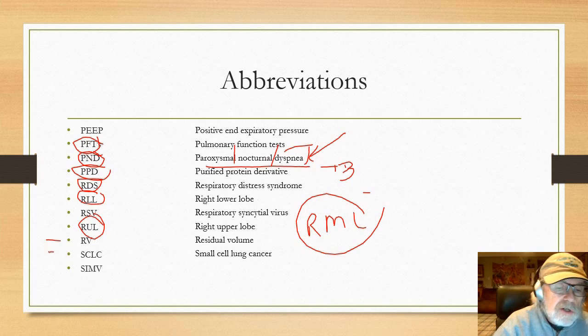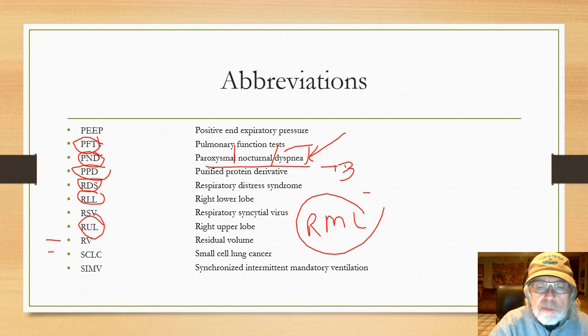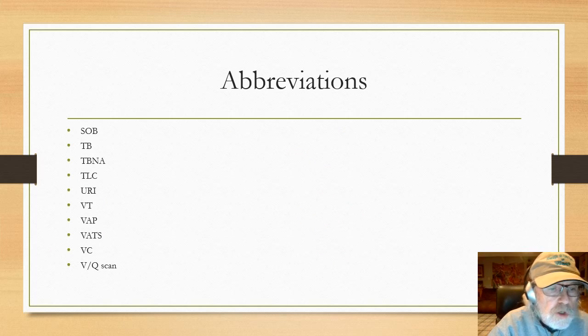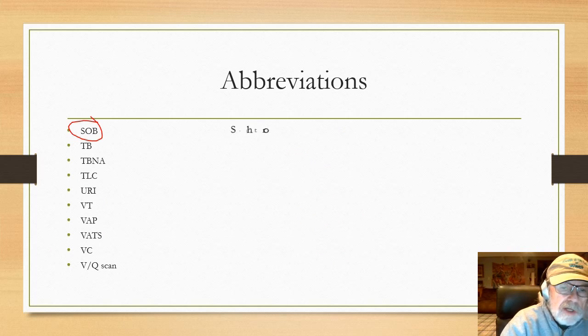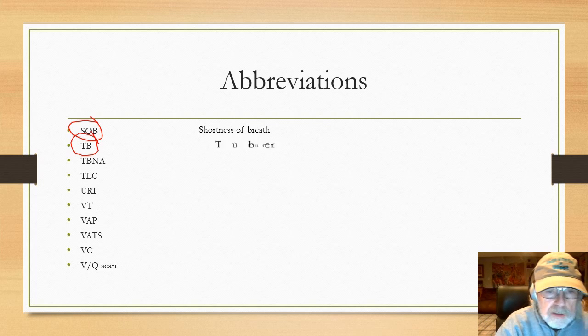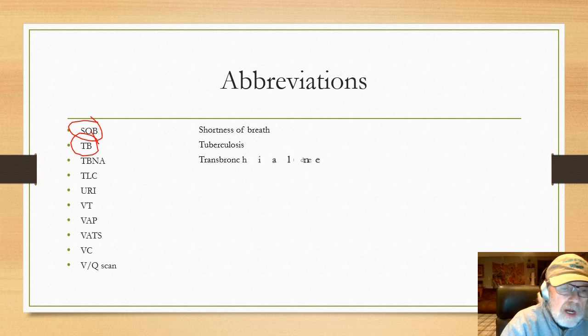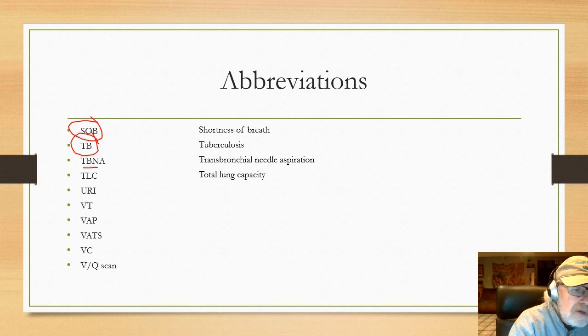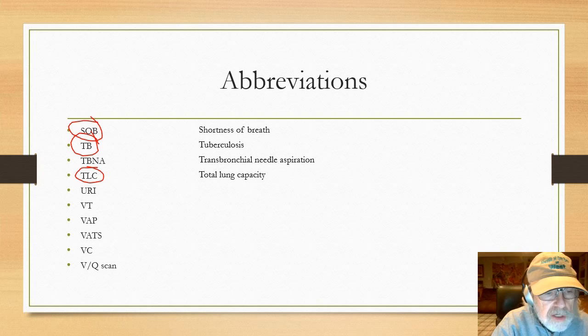SCLC, small cell lung cancer, again, the non-small and the small cell lung cancer that we talked about before. SIMV, synchronized intermittent mandatory ventilation, again, that's more of a respiratory therapy thing. SOB, shortness of breath, definitely know that one. That's a big one. Or your instructor, SOB. TB, we know TB, tuberculosis, not a problem. TBNA, transbronchial needle aspiration, I don't think I'd care too much about that. TLC, total lung capacity. You give them a little TLC, but this is actually total lung capacity.